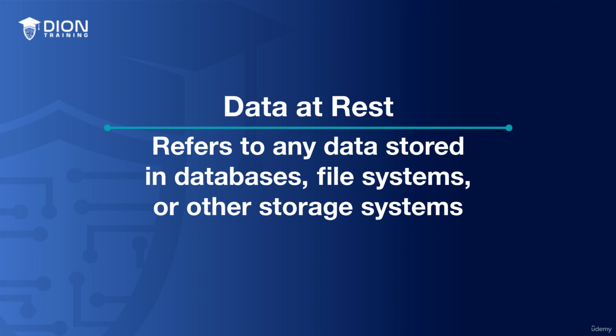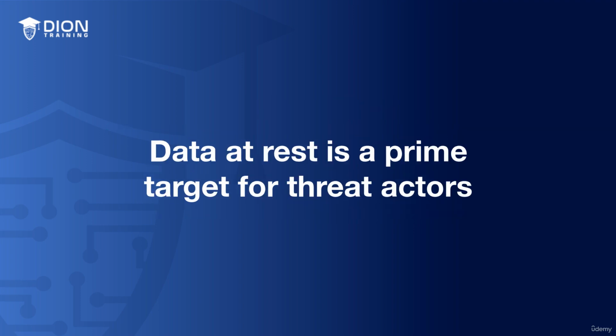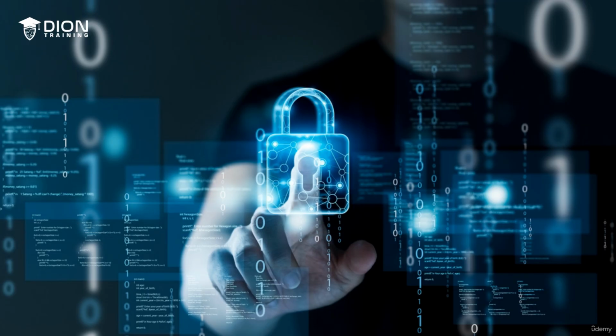First, data at rest. Data at rest refers to any data stored in databases, file systems, or other storage systems. This data is not actively moving through the network or processes. It's like the information stored on a computer's hard drive or a company's servers. Given its static nature, data at rest is a prime target for threat actors. Therefore, it is essential to employ robust security measures such as encryption. Encryption converts readable data into coded data and ensures that even if unauthorized users access the data, they cannot understand it without the decryption key.